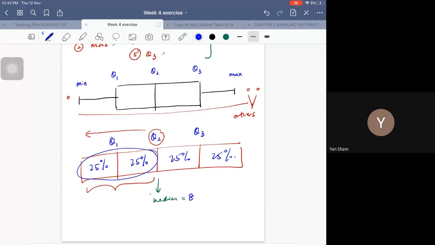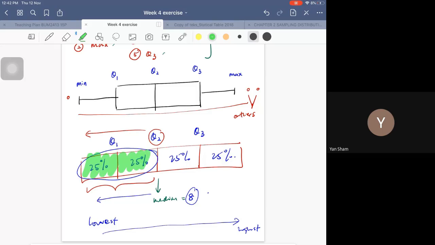Remember, we arrange it according to the lowest value until the highest value. So the highest is here, and this is the lowest. That is why if our median value is equal to 8, we know that 50% of the data that falls into this has a value that is lower than 8. So that is how you can actually interpret your box plot.